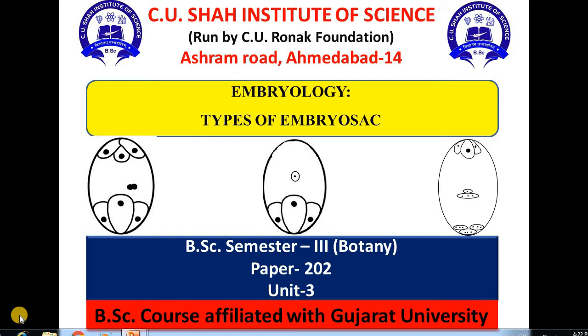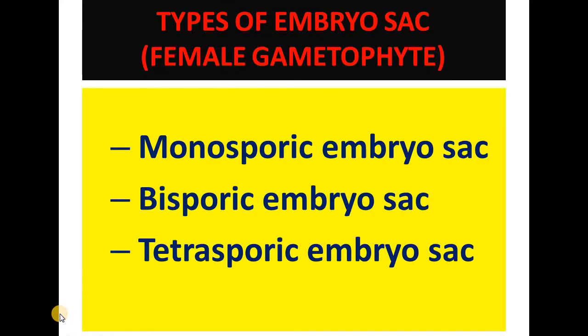Today we are going to discuss types of embryo sac. This topic has been selected from BSc Semester 3 Botany, paper number 202, unit number 3. So let us begin with types of embryo sac. It is also known as female gametophyte.